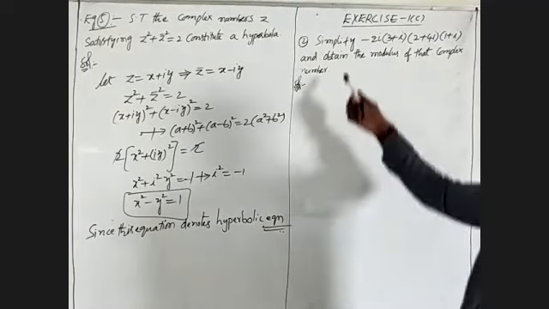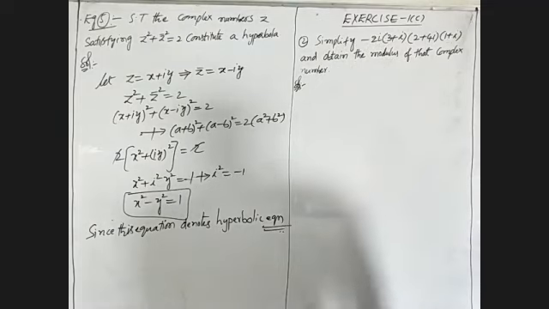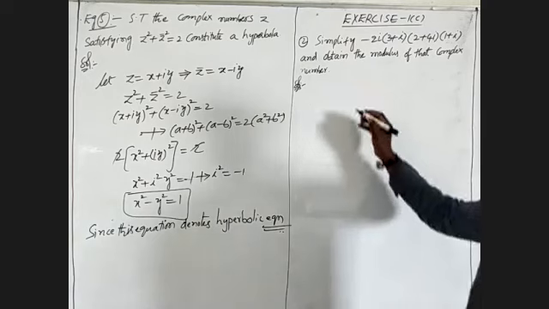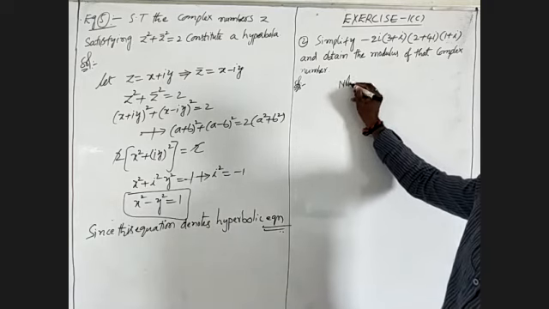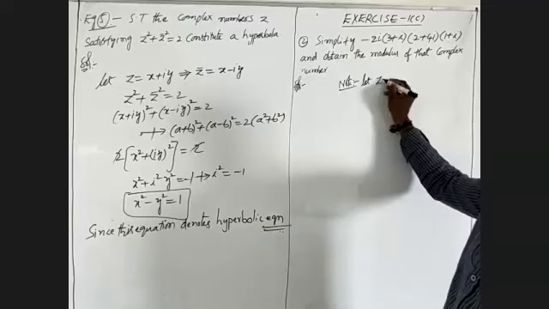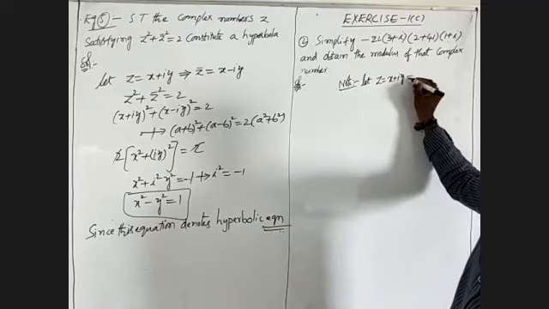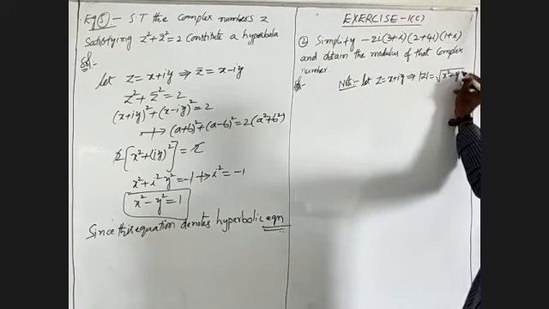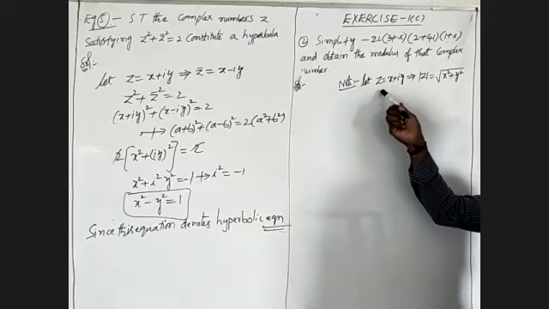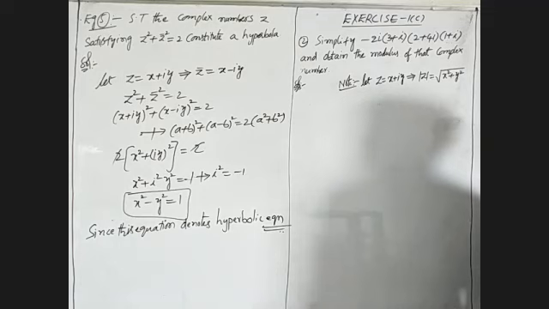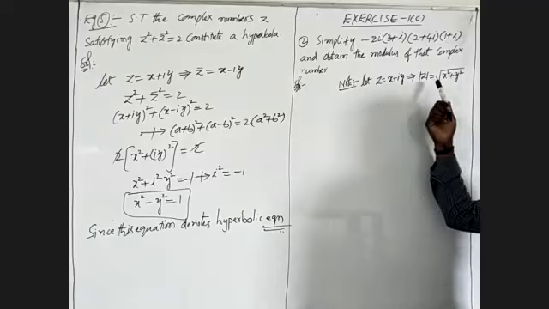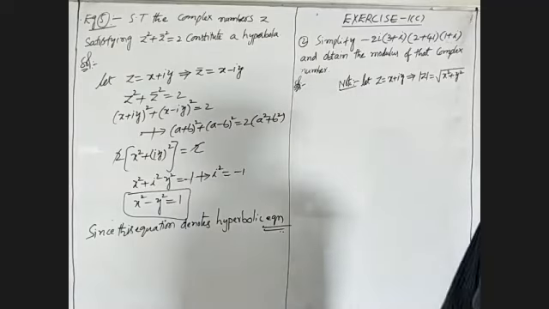What is given in this problem? Simplify minus 2i into 3 plus i into 2 plus 4i into 1 plus i, and obtain the modulus of the complex number. Already we know this. Let z is equal to x plus iy, then the modulus of z, that means mod z, is nothing but root of x square plus y square.